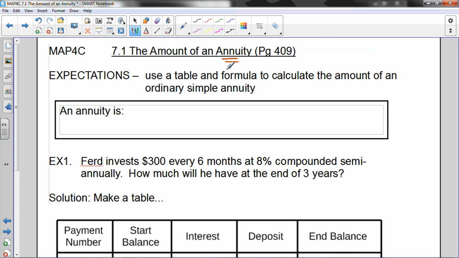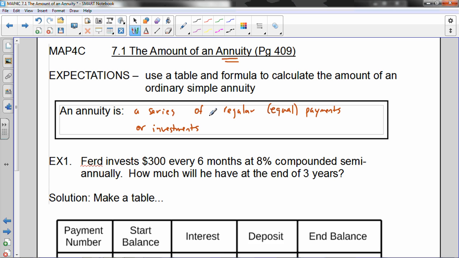This is what an annuity is talking about. An annuity is a series of regular, we talk about equal, payments or investments. In a way, when you have your car payment of $350 a month or whatever, well, that's an annuity because it's a series of regular and equal payments.